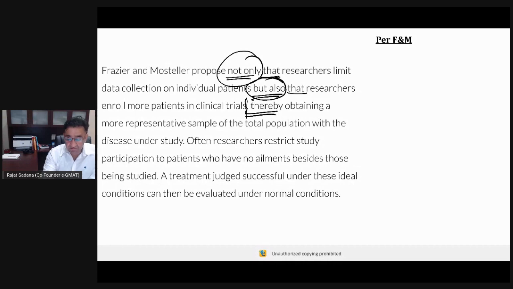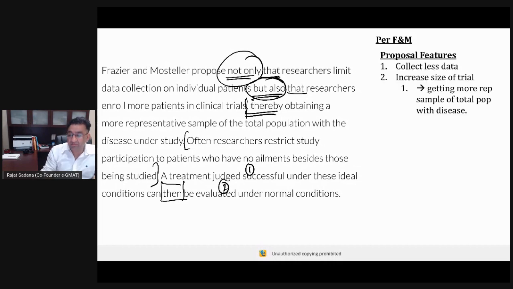Then the author says, often researchers restrict study participation to patients who have no ailments besides those being studied. So what's the purpose of this line? It just shows how the studies are conducted today. A treatment judged successful under these conditions can then, as a timing keyword, be evaluated under normal conditions. So it's saying, hey, first this is done, and then this can be evaluated under normal conditions. So the second proposal is, hey, increase the size of the trial. Why? As an outcome of that, thereby keyword, you get a more representative sample.